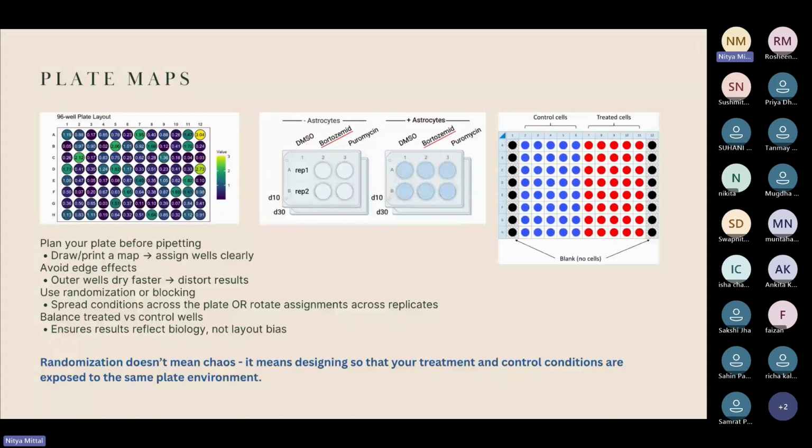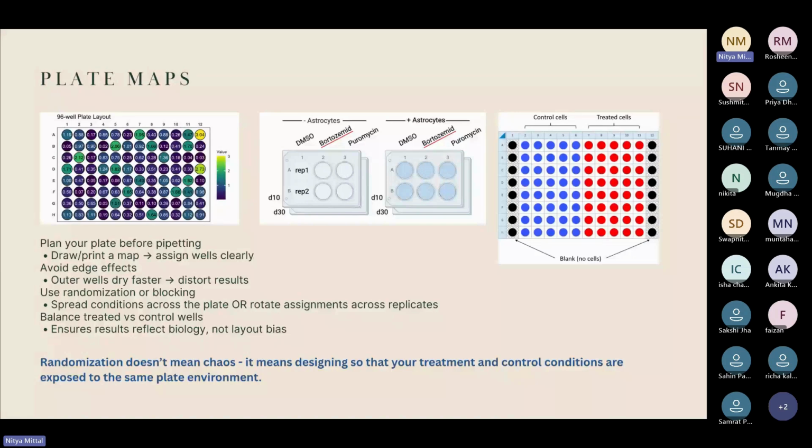We are using day 10 motor neurons and day 30 motor neurons. Both of them have two replicates. One plate is with astrocytes, one plate is without astrocytes. The base cell here is motor neurons, and I am trying to test my control in both cases, which is DMSO, and then I'm doing drug treatment, which is a chemical stressor of bortezomib and puromycin.